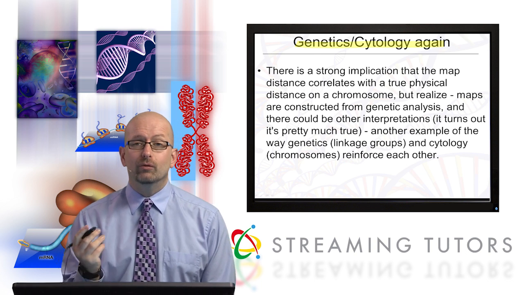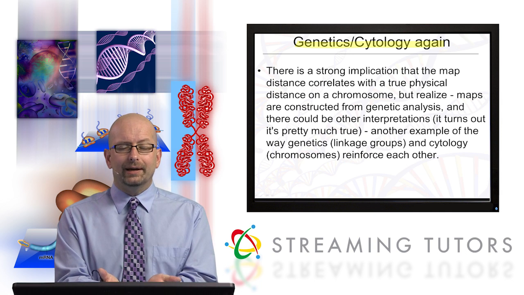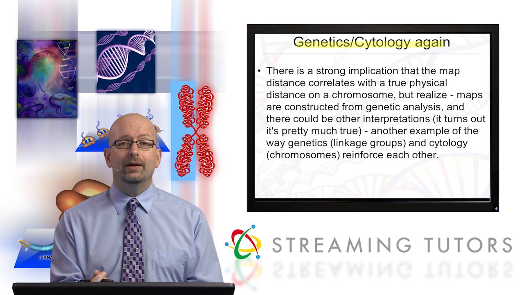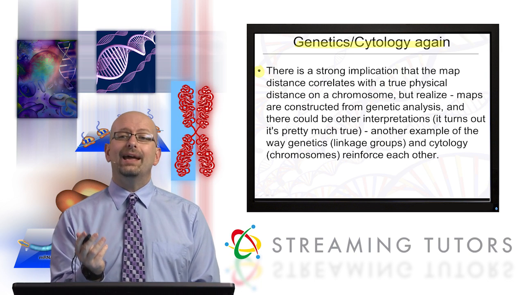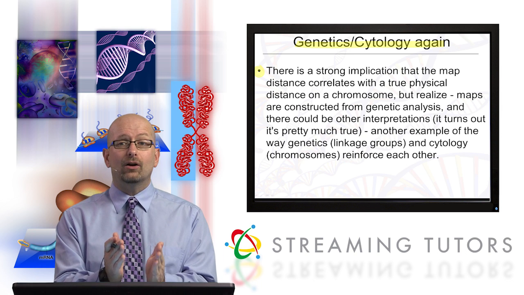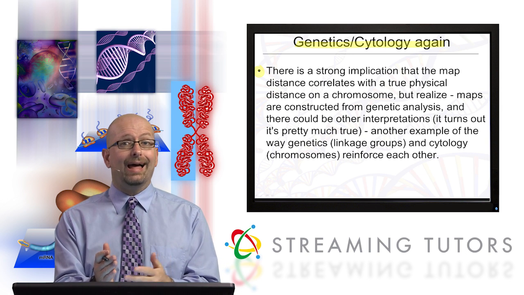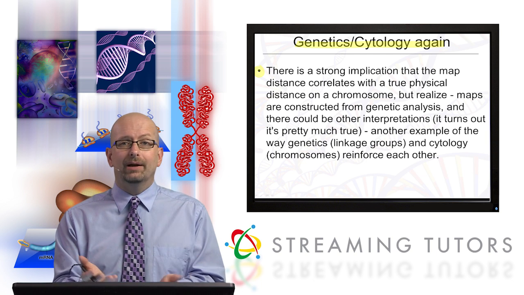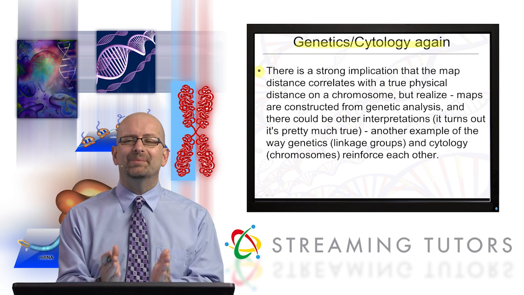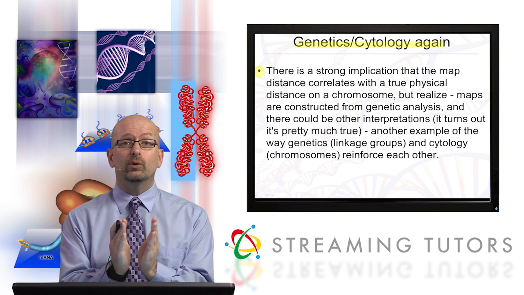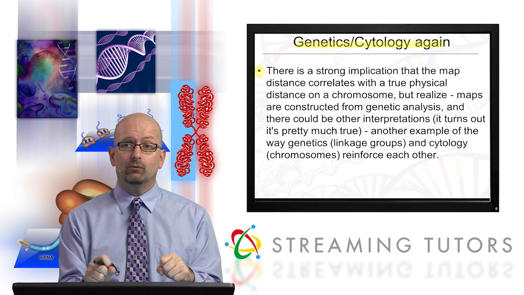Now this is a sort of a philosophical point. Genetics and cytology, remember, genetics deals with the information, cytology deals with looking at the chromosomes and seeing what's going on there. So as I say here, there's a strong implication that the map distance does in fact correlate with a true physical distance on a chromosome. I don't know what it could be. I'm making it up. A nanometer. I have no idea. That's probably totally incorrect. But that it does correspond with some literal distance because a chromosome is a physical entity, right?